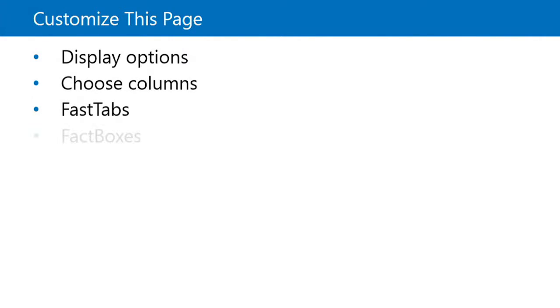In the Windows client, by clicking on the application menu, you can go to the Customize this page option, in which you will see all the different options that you have to customize the page that you have opened. Let's have a look. So Customize this page will enable you to specify the different display options, to choose columns, to also personalize or customize the different fast tabs, also the fact boxes, and also finally the ribbon.